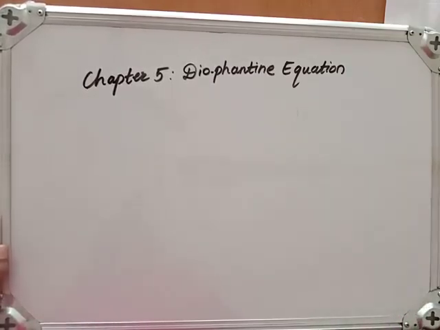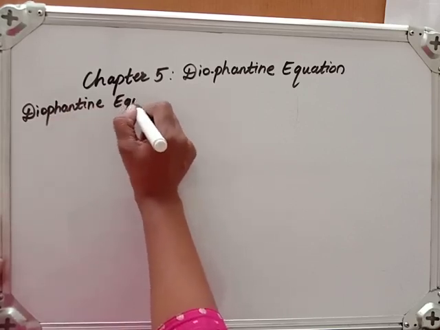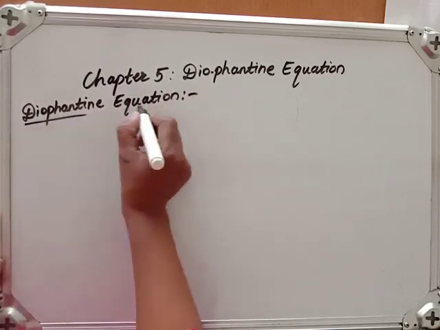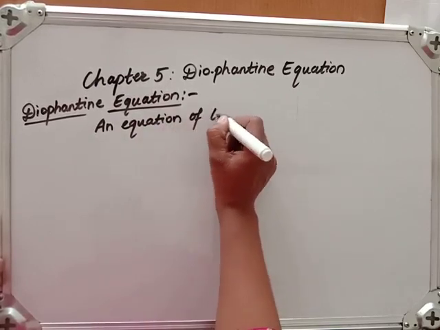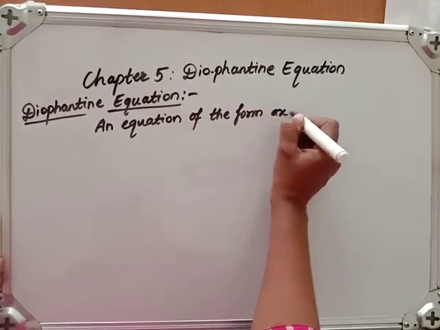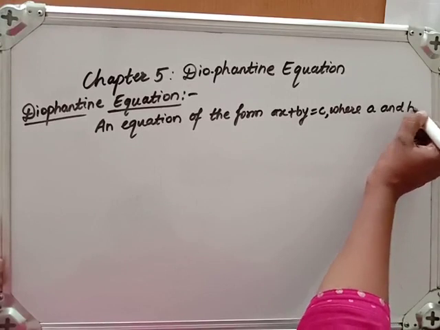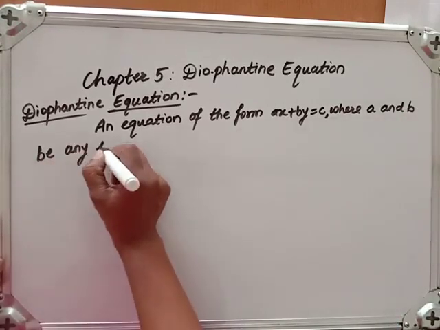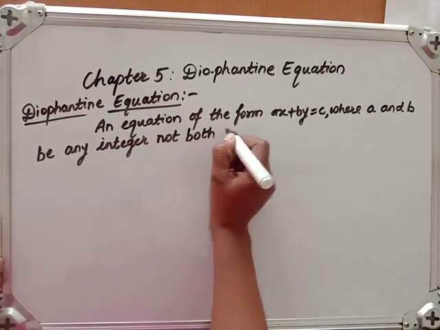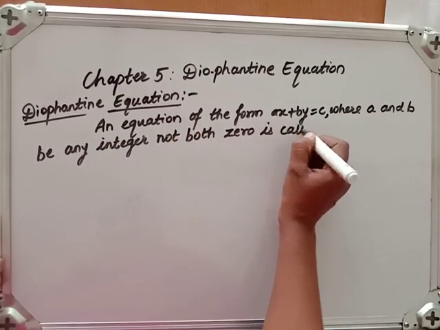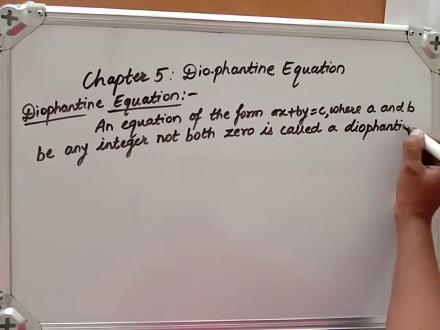So let me define a Diophantine equation. An equation of the form ax plus by equal to c, where a and b be any integer, not both 0, is called a Diophantine equation.